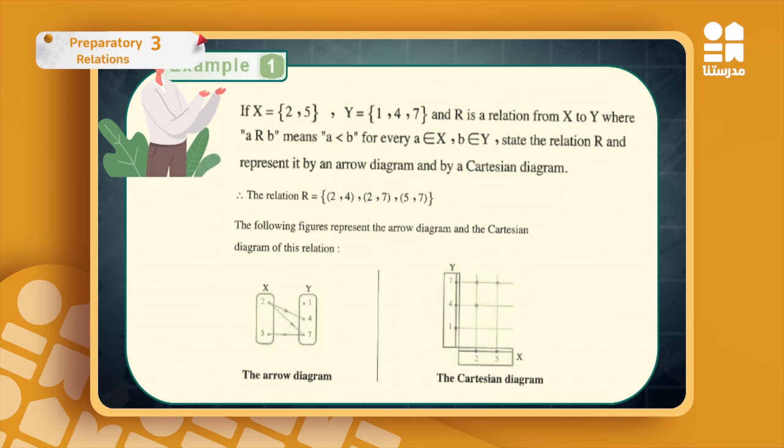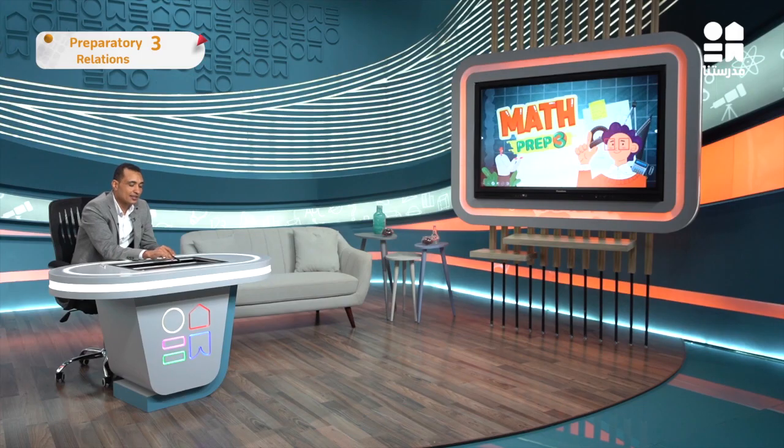By arrow diagram, put x on the left and y on the right, and we said 2 and 4, so we have an arrow from 2 to 4. We will draw an arrow from 2 to 4, and don't forget to draw the direction of the arrow from left to right. 2 and 4, also the second is 2 and 7, and the third is 5 with 7, as we can see in the arrow diagram.